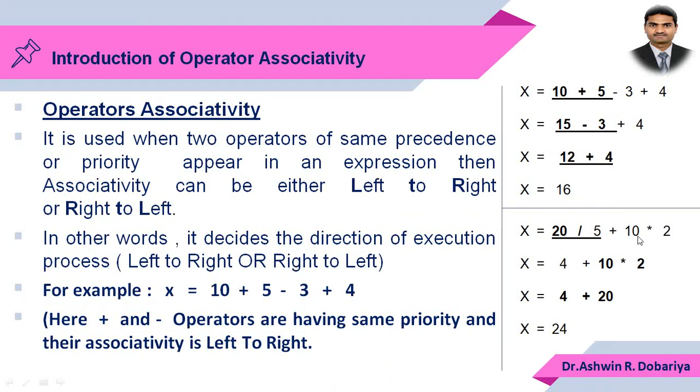Now suppose this is the second example: 20 divided by 5 plus 10 multiplied by 2. Here we have division, plus, and multiplication. Division and multiplication have equal priority, and plus has less priority. So which one will be evaluated first, 20 divided by 5 or 10 multiplied by 2? Division and multiplication have the same priority, so the associativity is from left to right. First the left side is evaluated: 20 divided by 5 is 4, then plus 10 multiplied by 2. Plus has less priority than multiplication, so first it evaluates 10 multiplied by 2, which is 20. After that it evaluates the sum: 24.